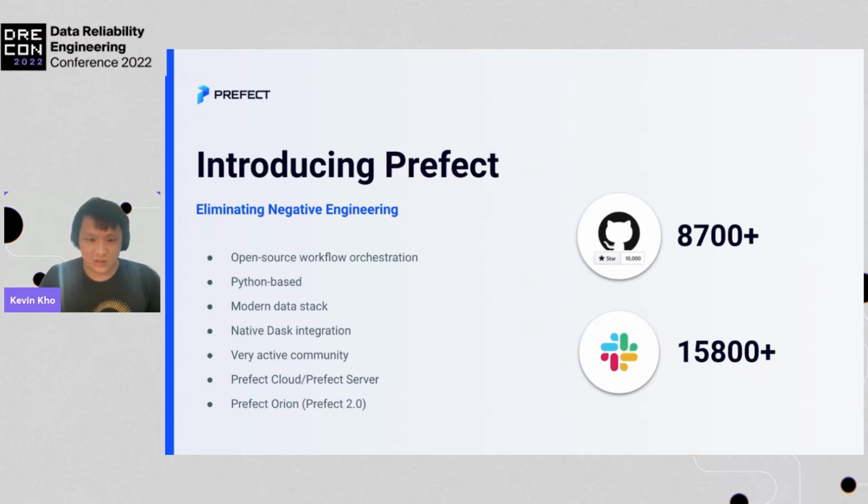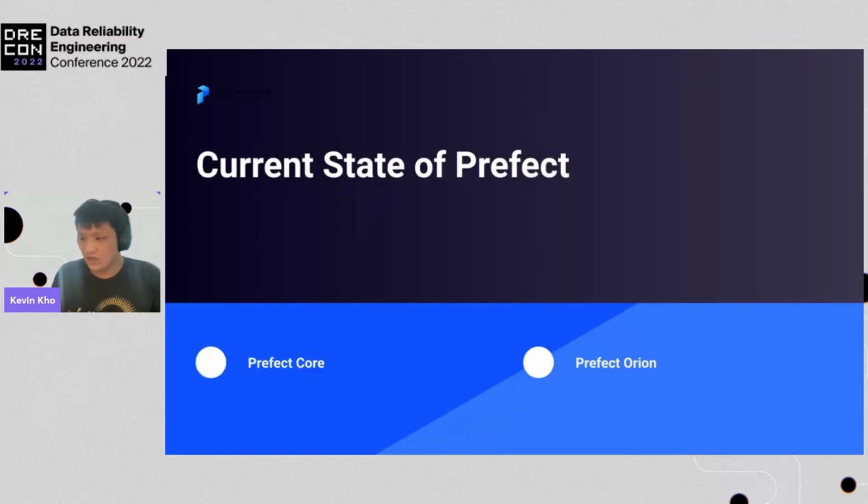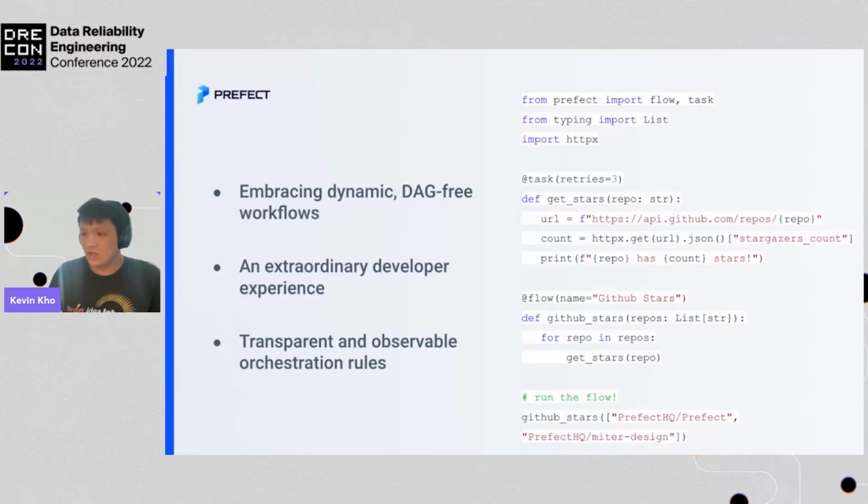2.0 is kind of in beta. There are still some rough edges, but 2.0 is already capable of handling some workloads. If you need something really production ready, then go for 1.0. So we'll be talking about 2.0 today. Orion is the name of 2.0. Core is the name of 1.0. So if ever I say Orion, we're just referring to 2.0 today.